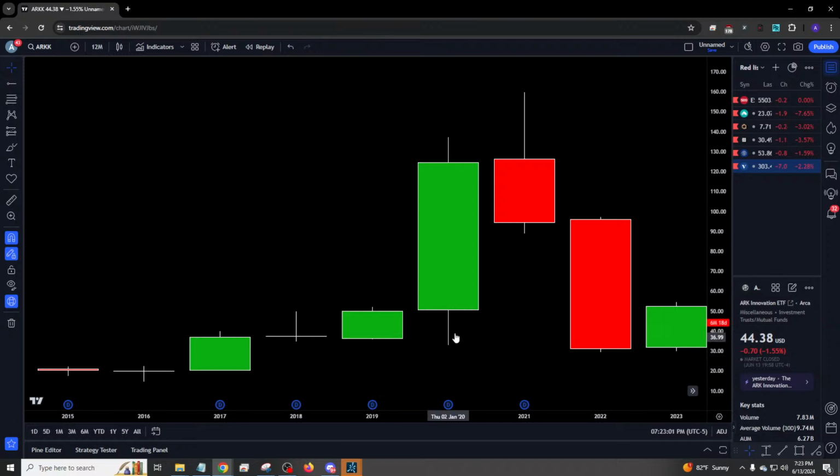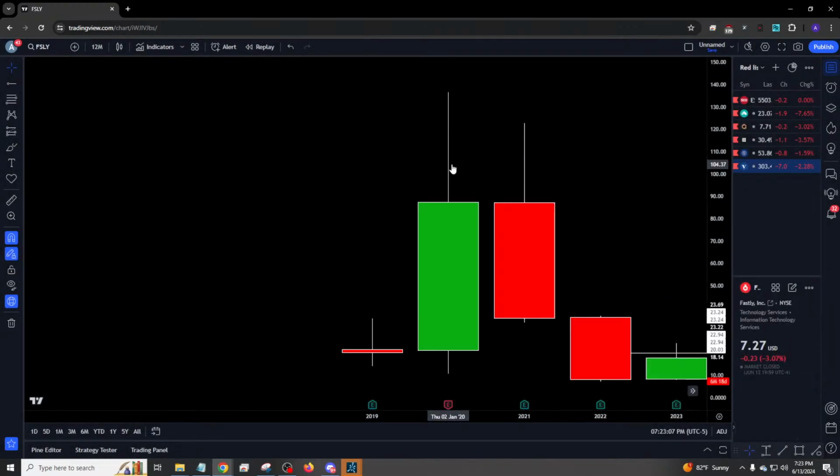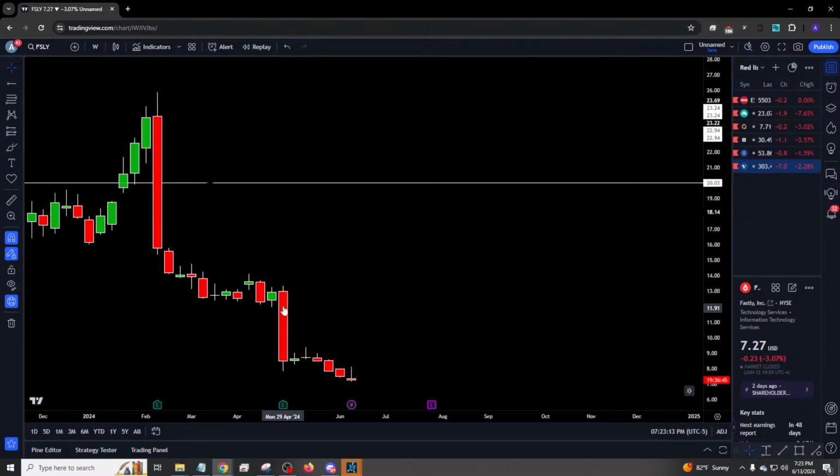You can see the yearly on ARK. That was a 3 continuation all year. So all the ARK stocks were going nuts. And my favorite one in there was FSLY. You can see it's doing the same thing. It's part of the ARK stocks. That was the trend with COVID.